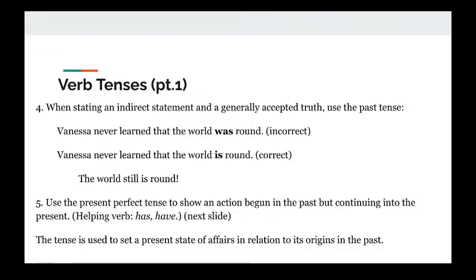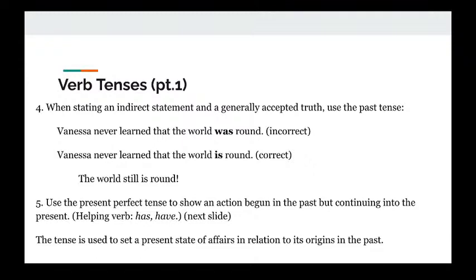So there are a few more rules for verb tenses. So number 4, when stating an indirect statement and a generally accepted truth, you use the past tense. An incorrect sentence would read, Vanessa never learned that the world was round. That's wrong because the generally accepted truth here is that the world is round. And here I even say it myself, it's is, which is the correct verb, because a generally accepted truth, the world is round, is not a past thing, and it continues on.